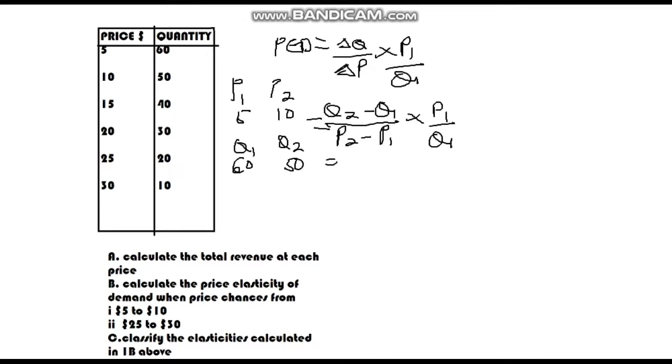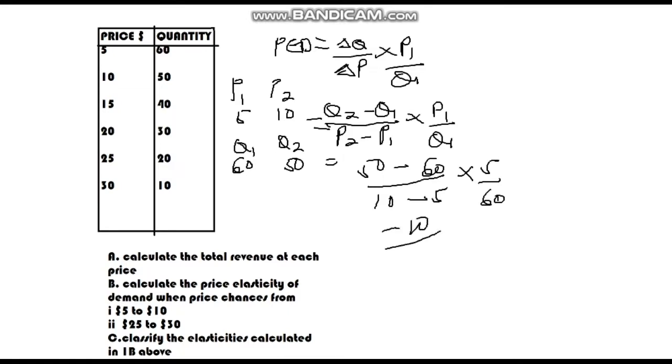So we are going to get Q2 here, we have 50. So 50 minus, what is our Q1? 60. Divided by, what is our P2? 10 minus, what is our P1? 5. Times our P1, which is 5, over our Q1, which is what? 60. So 50 minus 60 will give you negative 10, divided by 10 minus 5, times 5 over 60.